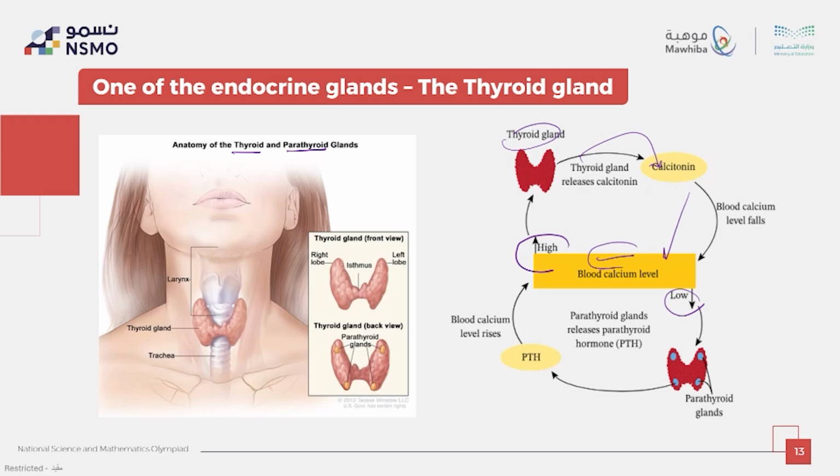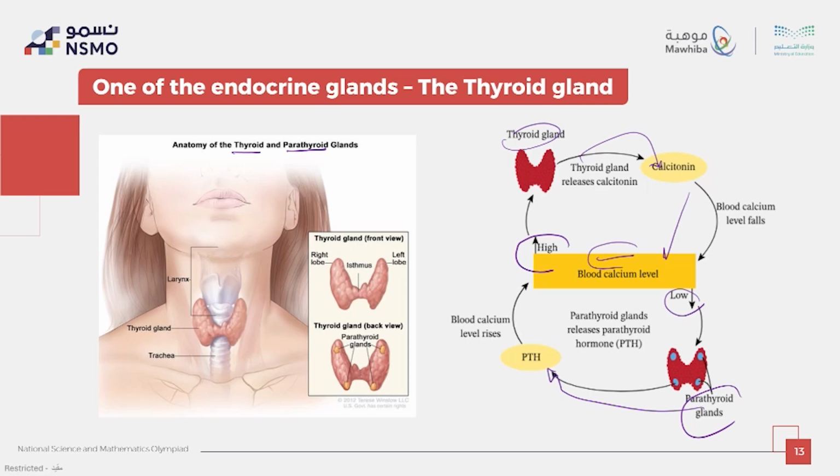Now, if calcium levels drop below normal, the other glands will work, which are the parathyroid glands, and they release a hormone called PTH. It will raise the level, and PTH increases calcium by releasing it from bones, absorbing more from the intestines, and retaining it in the kidneys.